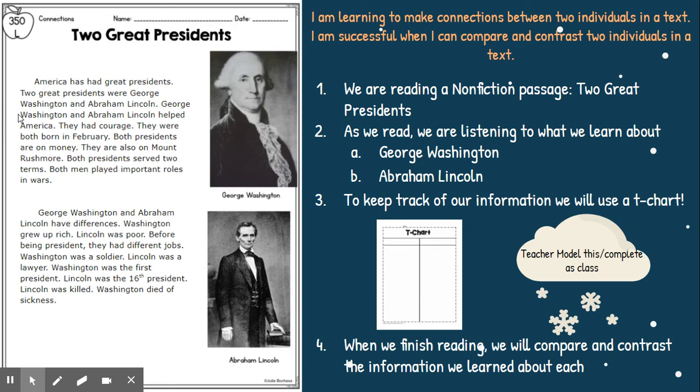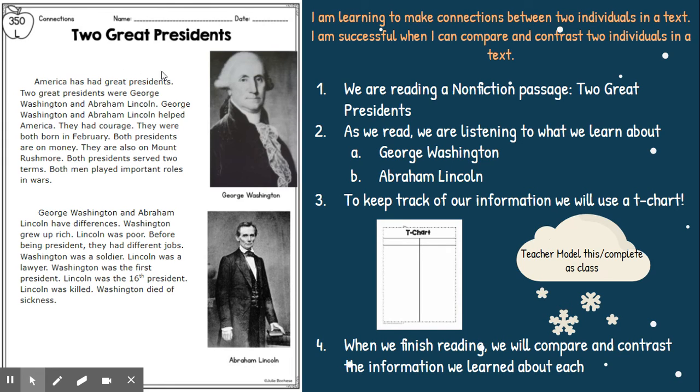We're going to read the nonfiction passage, Two Great Presidents. As we read, we are listening for what we learn about George Washington, what we learn about Abraham Lincoln, and if any of those things are in common, they are the same. To help you out, this first paragraph tells us all information that is true for George Washington and Abraham Lincoln. So this is things that they have in common that we can compare. The second paragraph tells us things that are different, so ways we can contrast.